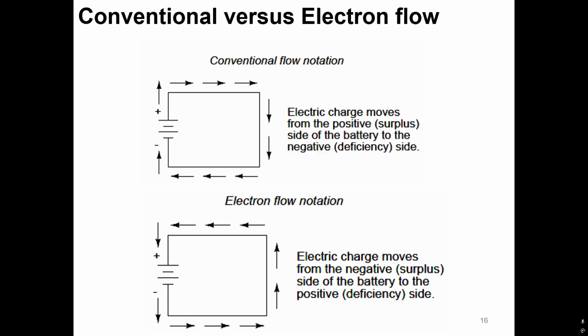Sometimes some people follow the electron flow notation. That means that is the actual current flow, right? Electrons leave the negative terminal of the battery and finally reach the positive terminal of the battery. That is called electron flow notation. But we are going to follow, and most people follow, this conventional flow notation.